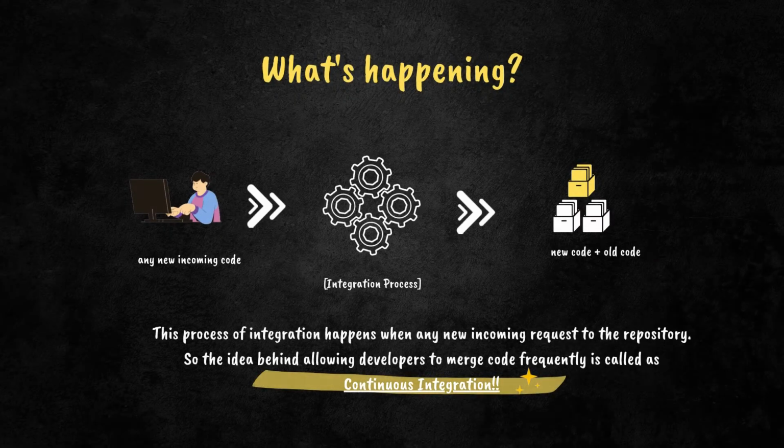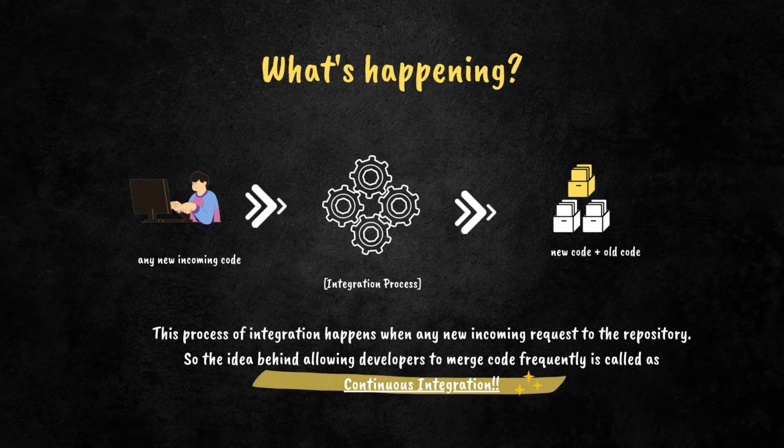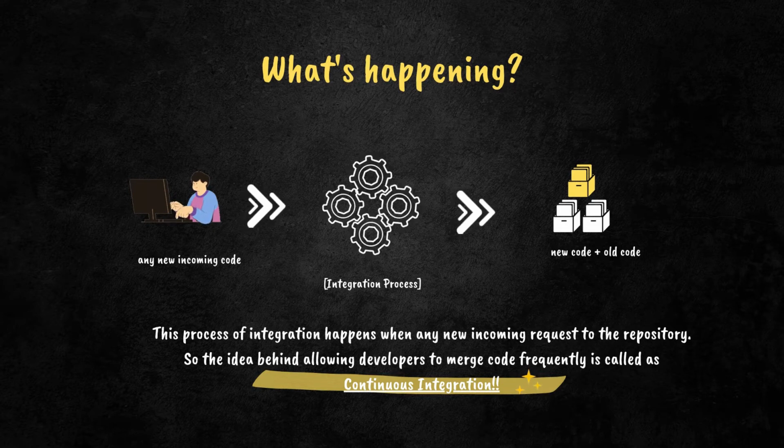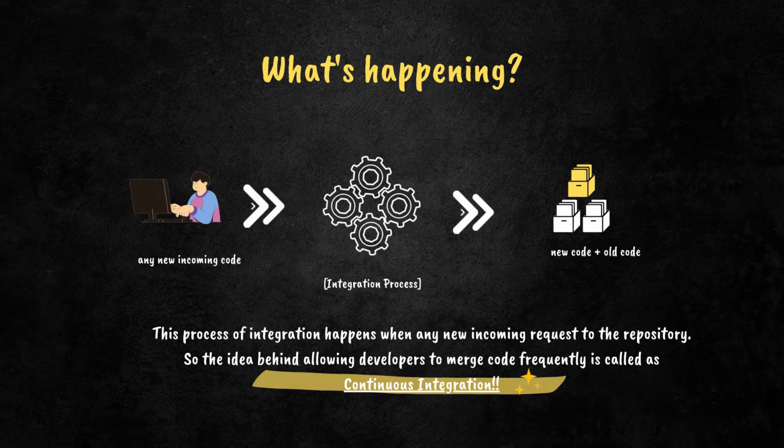Whenever a developer merges a change to a repository, as a first step, the new code is integrated with the existing code. The process of integrating any new incoming code with the existing code in the repository is called integration. And this happens every time a new code is pushed to the repository. Thus, it's called continuous integration.